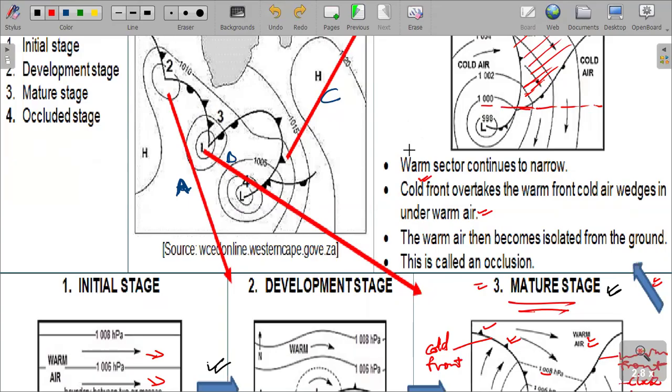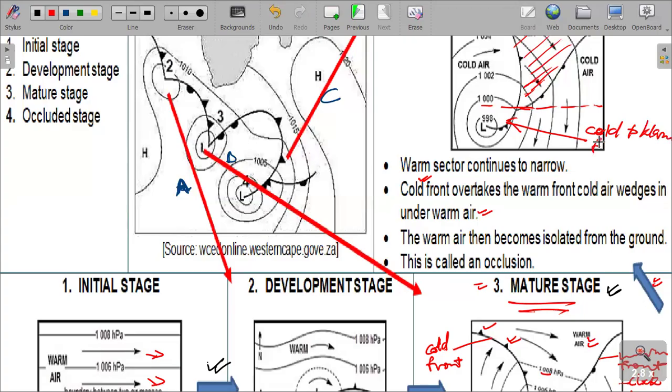So please understand that the warm air is forced to rise, leaving only a very small warm sector on the ground, and then the cold and warm fronts are joined, which you see there. The cold and warm fronts are joined. This is what we are seeing. We have got our cold and warm front.